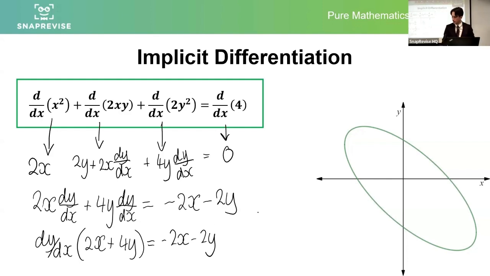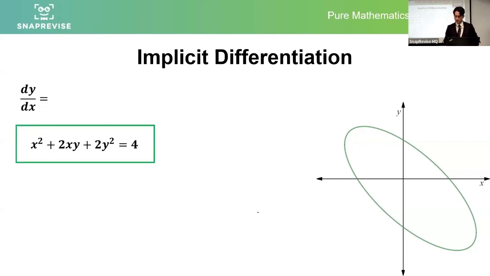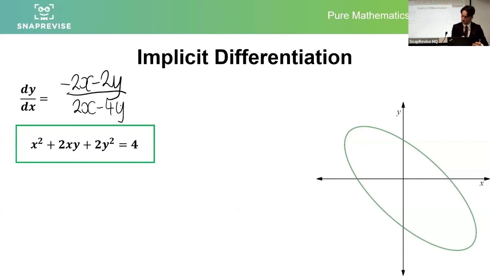And then we can divide and sort of simplify that, cancel that down. We'll get the following derivative as minus 2x minus 2y over 2x minus 4y. And we want to solve where it's equal to 0.